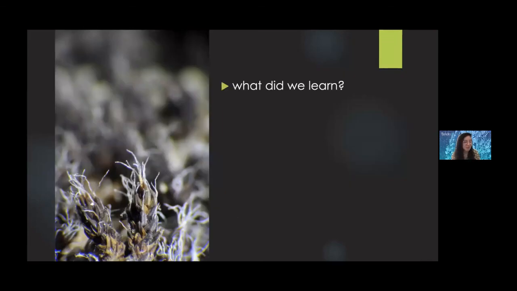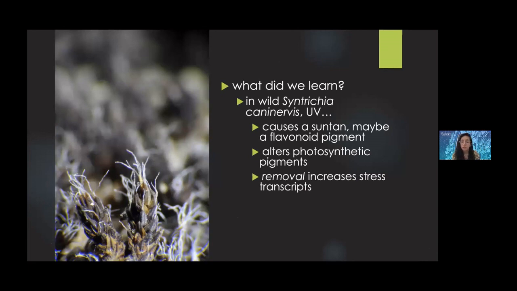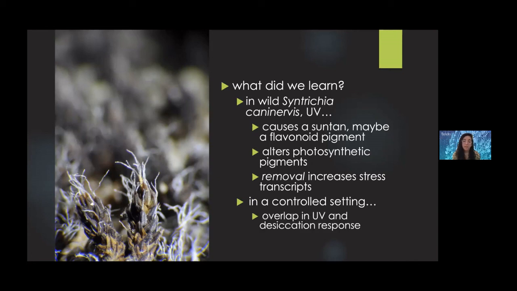All right, so what did we learn? This was a whirlwind of some of my results, but in wild Syntrichia caninervis, UV causes a suntan, we know that, and it might be a flavonoid pigment. It alters photosynthetic pigments, chlorophylls and carotenoids. And removal increases stress-related transcripts, such as antioxidant transcripts, as well as antioxidant metabolites. In a controlled setting, we found evidence of overlap in UV and desiccation response.